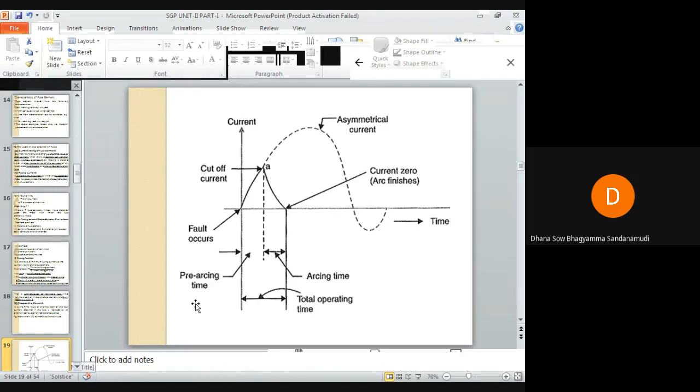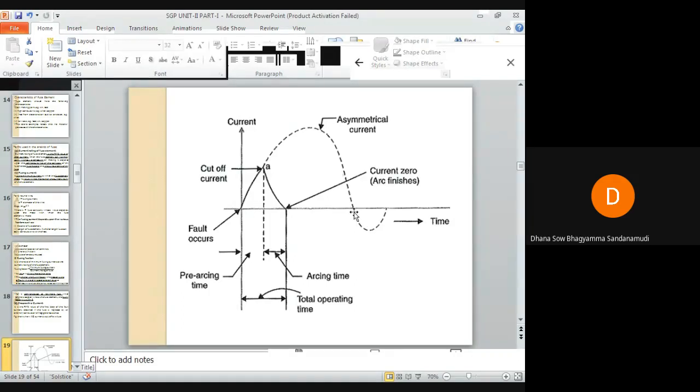Since it is an AC circuit, you can see an AC fault current. This is the fault current, which has a larger first loop and a very small second loop. It is not having any symmetry. Faults are unpredictable, so we can't specify the shape of the fault current. It may not have a symmetrical shape, and the first loop of the fault current may be very large.